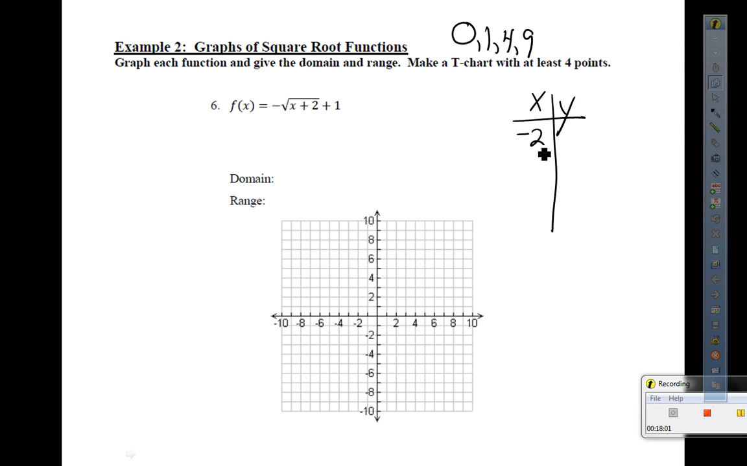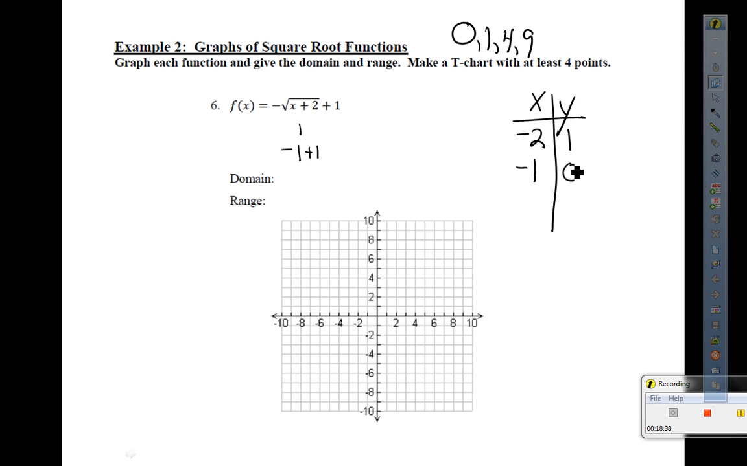Now in your heads, here goes. Negative 2 plus 2 is 0. The square root of 0 is 0. 0 plus 1 is 1. Now turn it into a 1. What plus 2 is a 1? Well, that's going to be a negative 1. Then here goes. Negative 1 plus 2 is 1. The square root of 1 is 1, but I got a negative, so that's really a negative 1. Plus 1 is 0.